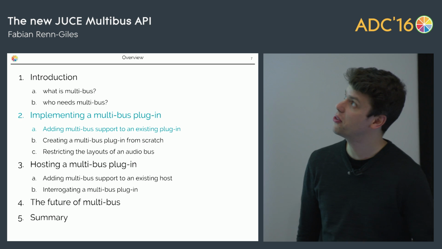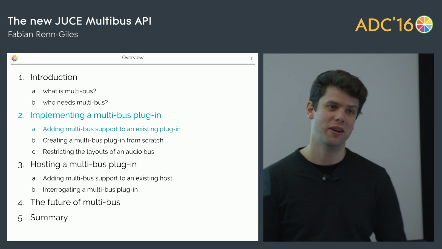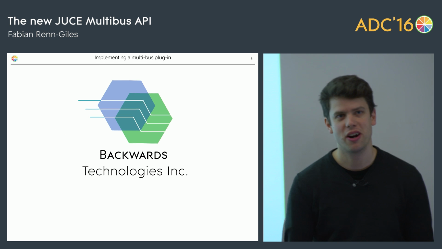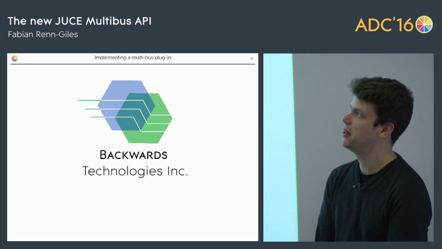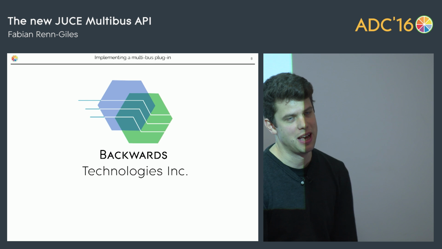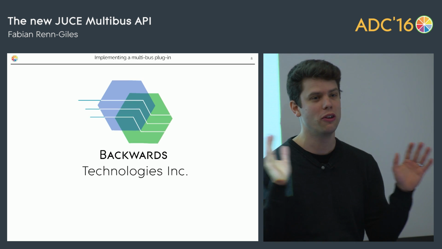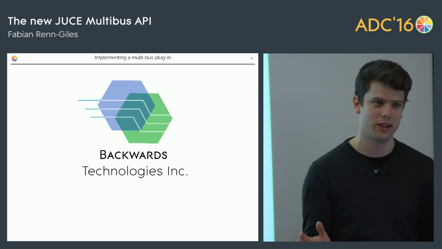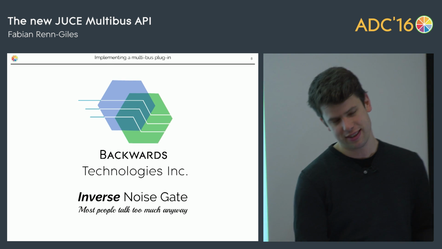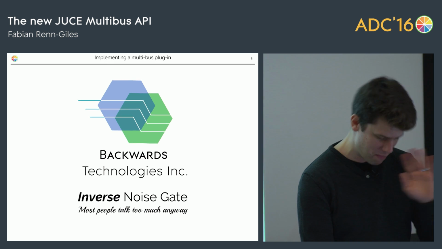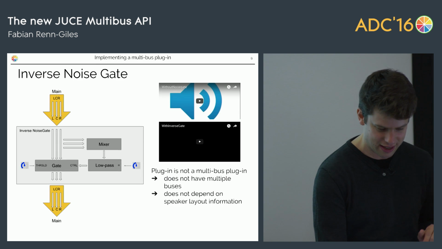Okay, so let's jump straight in. How do we implement a Multibus plugin? So imagine you're the CEO of this great company called Backwards Technologies. And Backwards Technologies likes to do things a bit differently, right? So we all know the noise gate, the humble noise gate. But Backwards Technologies has the inverse noise gate, okay? It's the best plugin in the world. So I'll give you some examples, yeah?